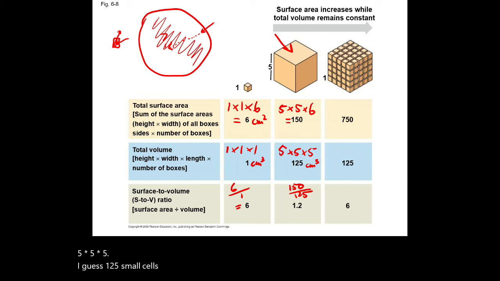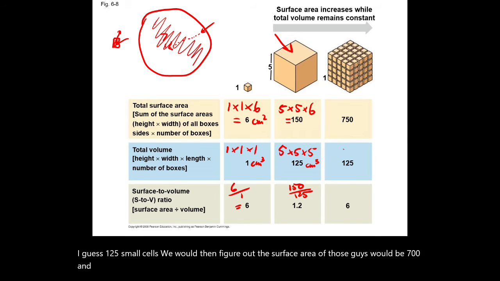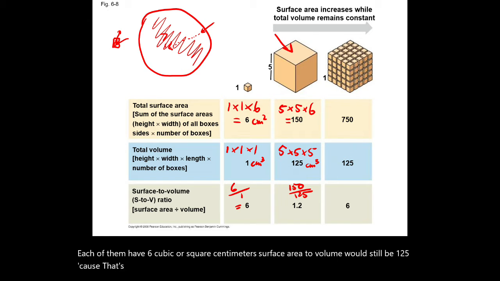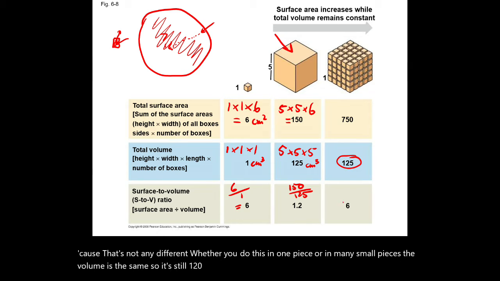We would then figure out the surface area of those would be 750, because there's 125 times 6. Each of them has 6 square centimeters of surface area. The volume would still be 125, because that's not any different. Whether you do this in one piece or in many small pieces, the volume is the same, so that's still 125. And our surface area to volume ratio is 6, which is the same as it is here.